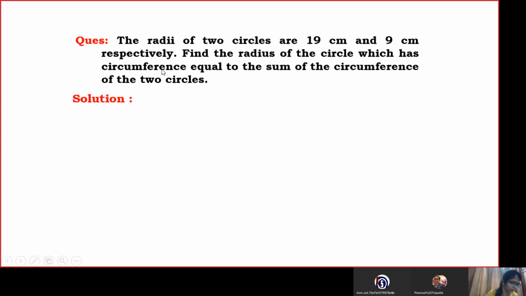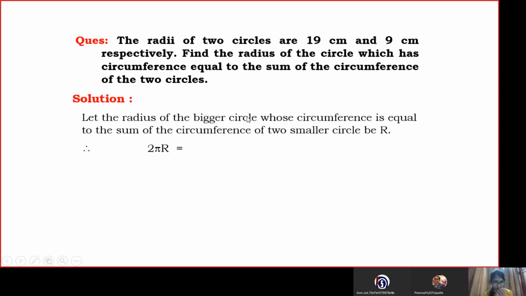Radii of two circles are given to us as 19 centimeters and 9 centimeters. Find the radius of the circle which has circumference equal to the sum of the circumference of these two circles. So we have been given 3 circles in this question. 2 circles are of radii 19 centimeters and 9 centimeters, and we need to find out the radius of a circle whose circumference is equal to the sum of the circumference of these two circles.